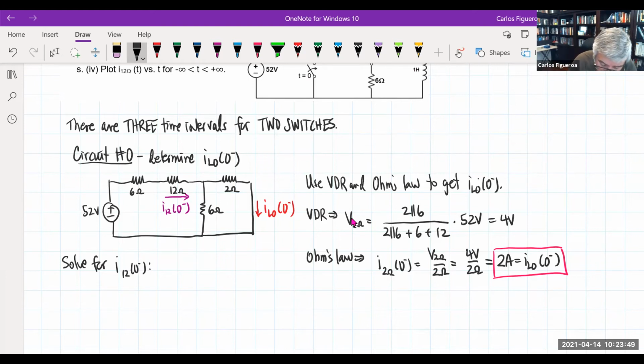If you look at KVL, the voltage across the 2 and the 6 is 4. Well, maybe I should just use VDR. It might be faster to use VDR. So I'm going to use VDR and Ohm's law again.